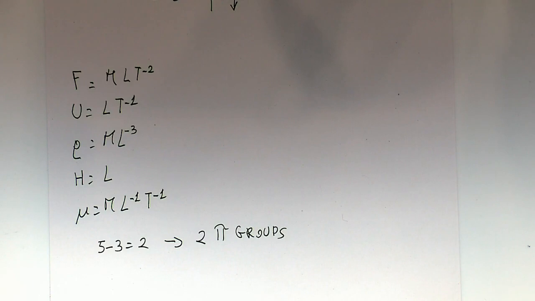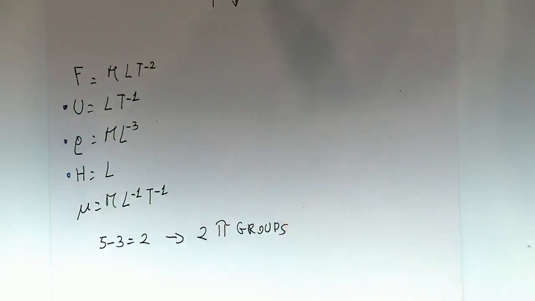So the non-repeating variable is the one with the greatest number of primary dimensions making it up. Yeah. There is also another consideration that I will talk about in a while. You have repeating and non-repeating variables, right? The number of non-repeating variables is equal to the number of pi groups you want to form. So you have 5 variables in total. You need 2 pi groups, so you will have 2 non-repeating variables and 3 repeating ones. So you identify the simplest variables of your problem, and you say, I will choose u, rho, and h as my repeating variables.